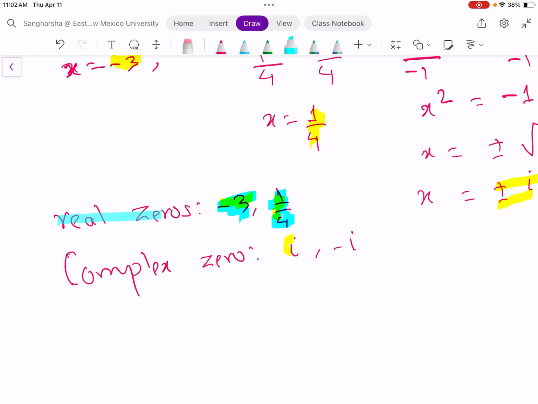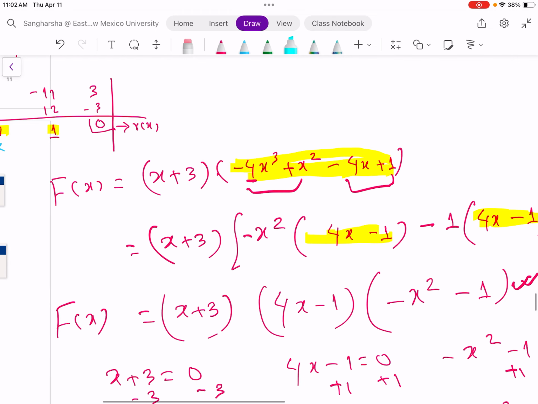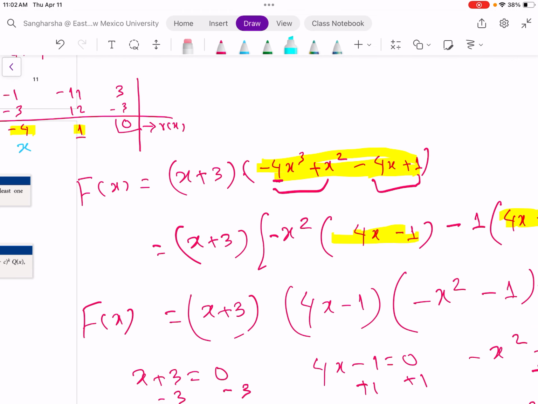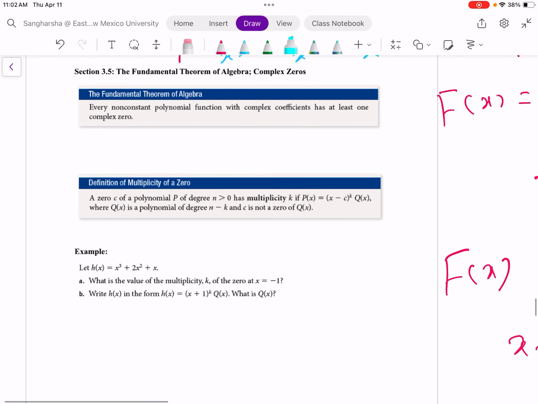So these are the real zeros, and we also had positive i and negative i as zeros for the function, and these two are complex numbers. So these are the complex zeros. It means when you substitute i for every x in this function, our output is 0. In 3.5 we'll be doing more examples similar to this one.